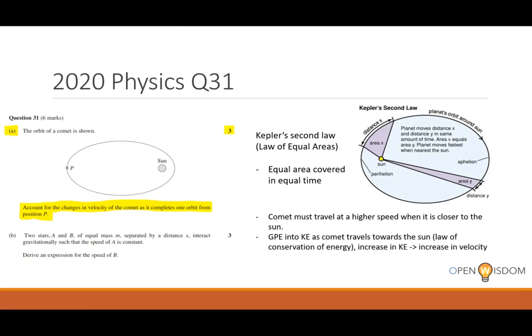And the gravitational potential energy is turned into kinetic energy as the comet travels towards the sun, where you can also mention the law of conservation of energy, including a quick definition, and conclude that the increase in kinetic energy is also the same as the increase in velocity in this situation. So covering all the key components, that's how you answer a 3-marker like this.